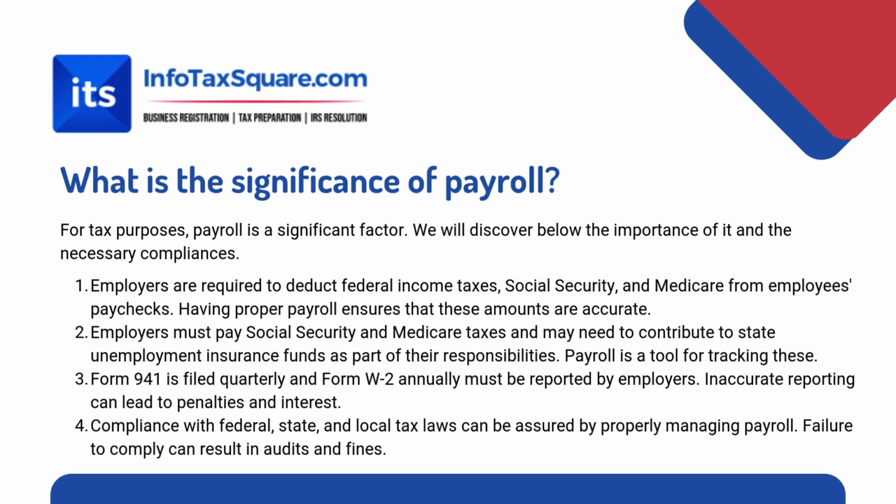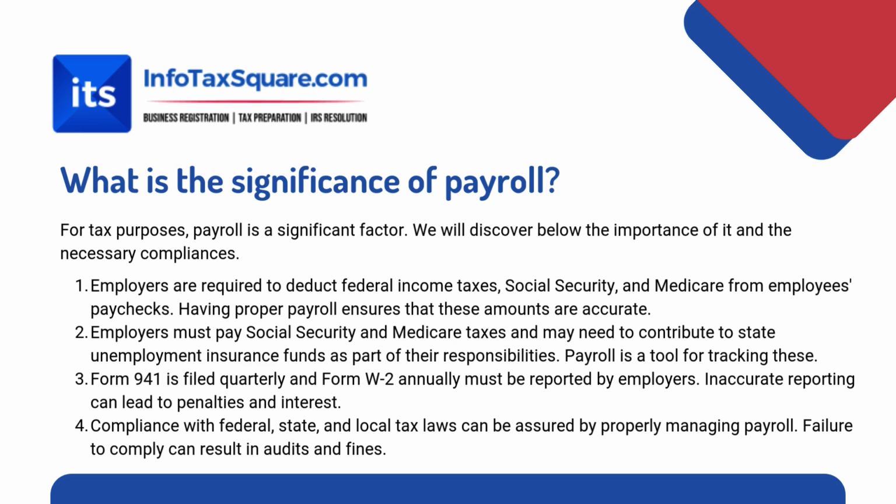So basically what happens is, if my salary is $500 and my taxes are $100, I will only get paid $400, and the $100 will be sent to a different department. It may be the federal IRS, the state, or a local department. Second, employers must pay Social Security and Medicare taxes, and may need to contribute to the state unemployment insurance fund as part of their responsibilities. Payroll is a tool for tracking.